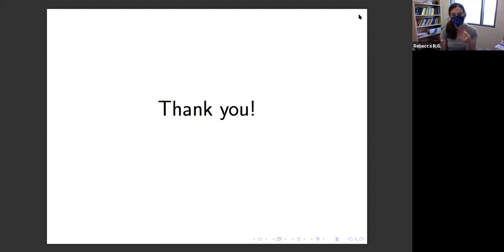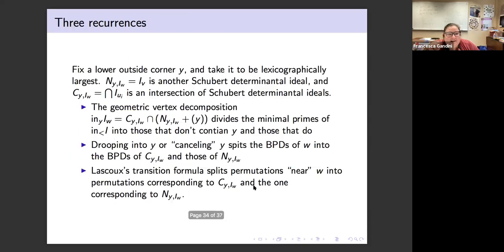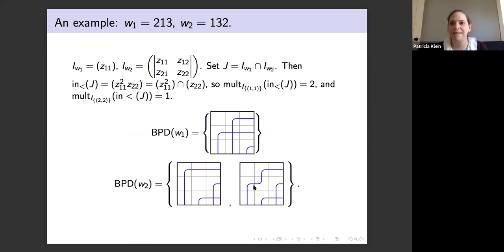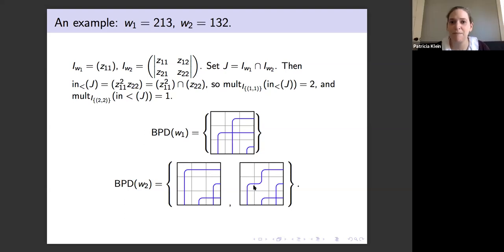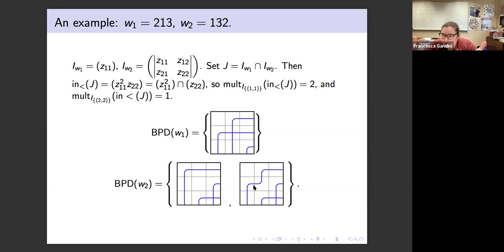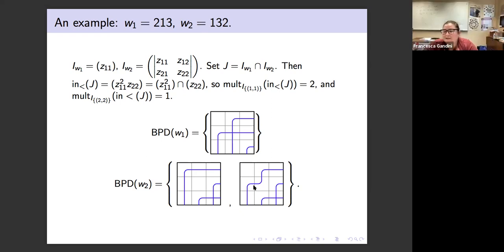Can you go back in the slides to the example with the multiplicity? Yeah. So the initial for IW2 shouldn't just be Z11 times Z22, right? Yes. So how come that when you intersect Z11 with Z11 times Z22, you get Z11 squared? So you're not taking the initial ideals and then intersecting? Oh. You're intersecting and then taking the initial ideal.